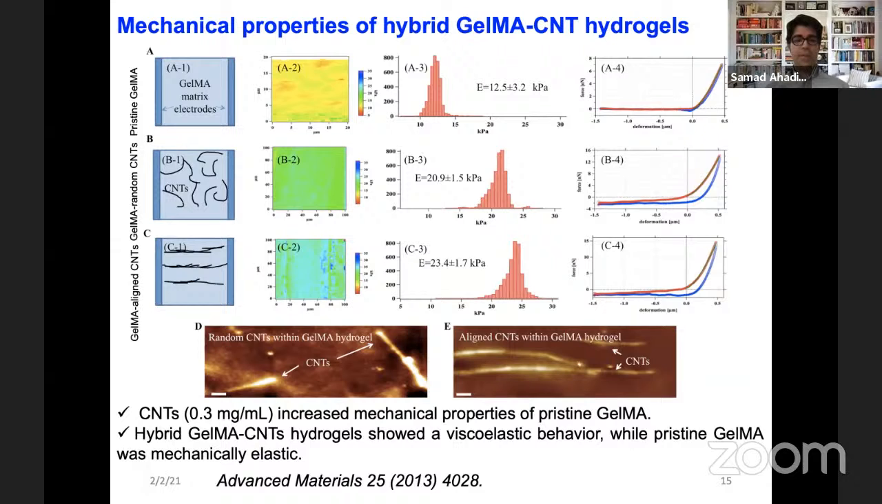And in this experiment, we used a CNT concentration of 0.3 milligram per ml. And also we confirmed this alignment and the formation of the CNT bundles inside of the hydrogel systems using the AFM pictures, as you can see in the D and E panels.